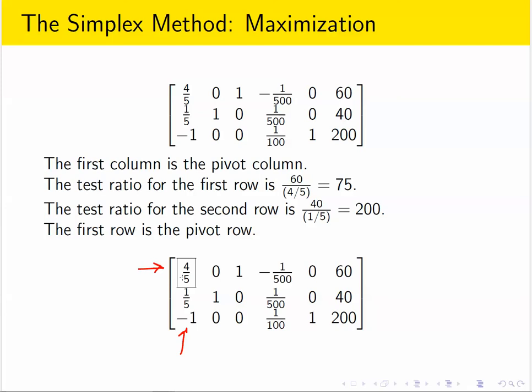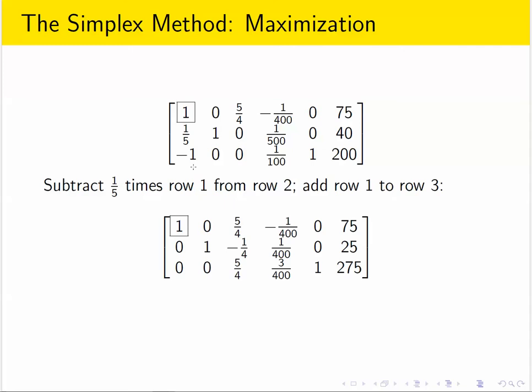And we're going to use that pivot to make the other entries into zeros. This time, I'm going to make the calculations later easier for myself by first changing the pivot into a 1. So to change 4/5 into 1, I can multiply by its reciprocal 5/4. I do that to the entire first row, and that produces this new first row.